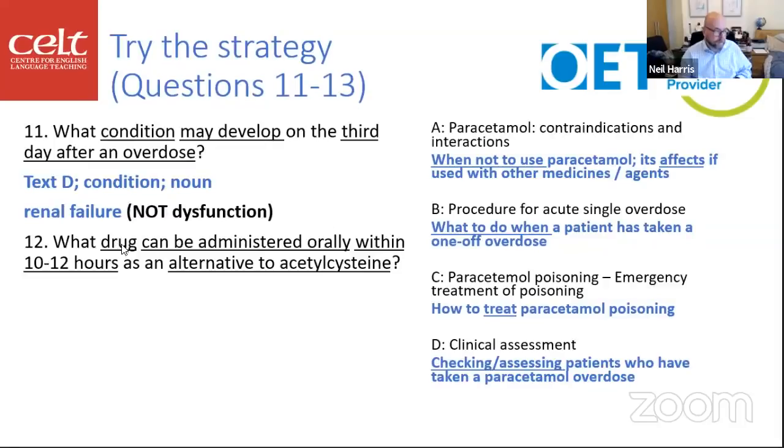So we know that we're looking for a drug. It can be administered orally, in a given time period of 10 to 12 hours, as an alternative to acetylcysteine. And we may be thinking, well, which text do we think that's in?